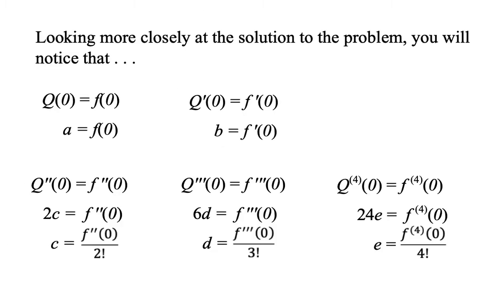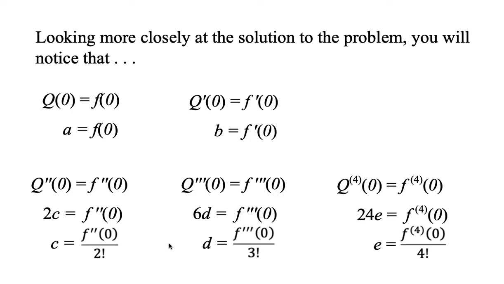Let's look a little more closely. We'll note that the first derivatives were the same at 0, so b was equal to f prime of 0. A was equal to f of 0. C required a little more work, that c is the second derivative at 0 divided by 2 factorial. D is the third derivative at 0 divided by 6, which is 3 factorial.